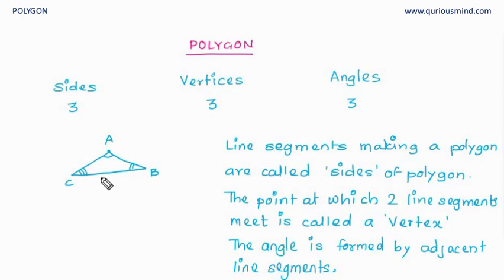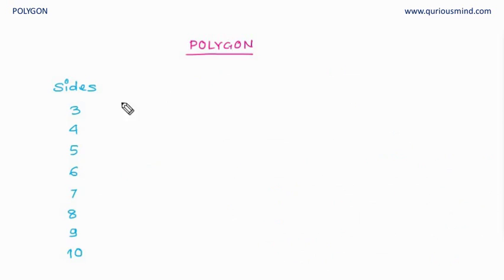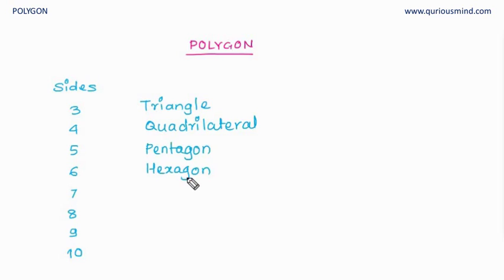Now once we have this information, now let's look at the different polygons which are named based on number of sides. A polygon with three sides is called a triangle. Polygon with four sides is quadrilateral. With five sides it is called a pentagon. With 6 sides it is called hexagon. With 7 sides it is called heptagon. With 8 sides it is called octagon. With 9 sides it is called nonagon. And with 10 sides it is called decagon.